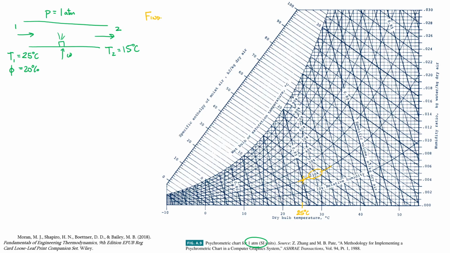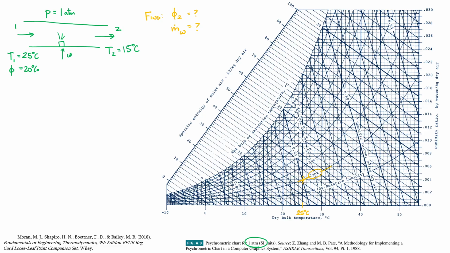Oh, and I should probably put what I want to find. I would like to find the relative humidity at state 2, and I would like to find the mass flow rate of water required to make this happen. How much water do I need to be spraying in that it's evaporating in order to make this happen?